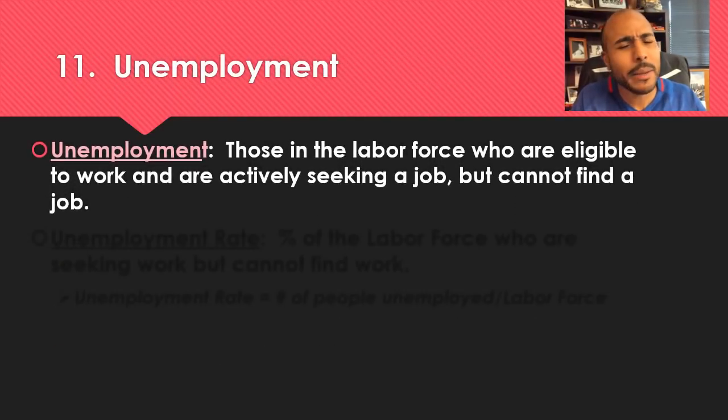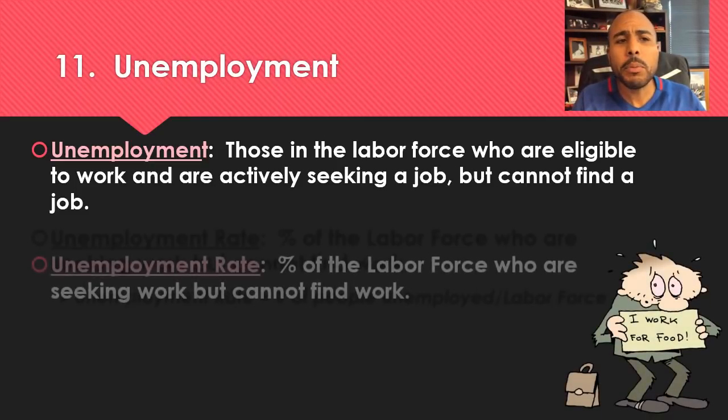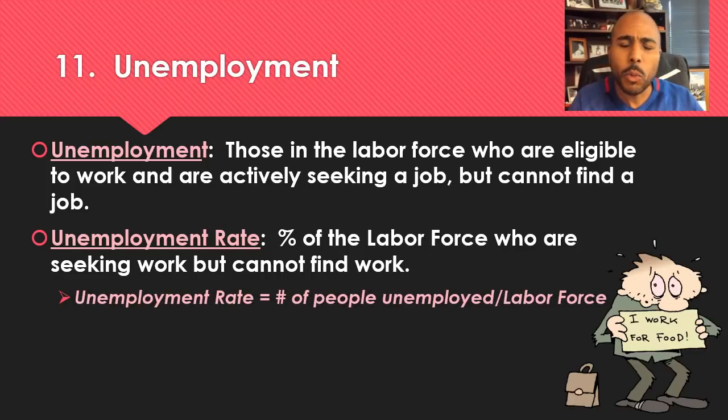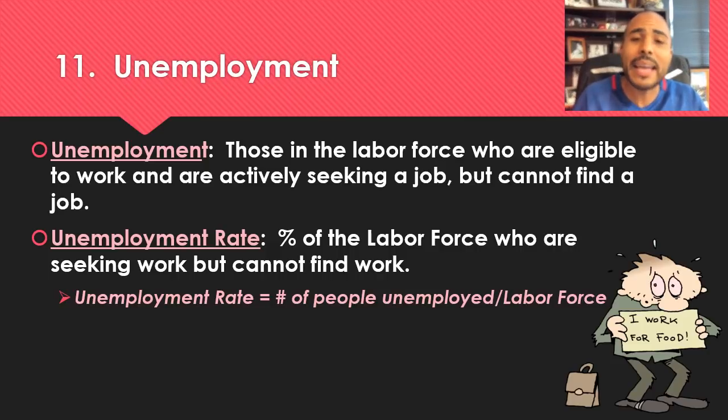Not a fun topic, but it's something we need to talk about. That means the people in the labor force who are eligible to work and are actively seeking a job, but for one reason or another they can't find a job. So the unemployment rate is a measure of the percentage of the labor force who are seeking work but can't find work. The way we calculate the unemployment rate is we take the number of people who are unemployed divided by the labor force times 100, and that gives us our overall unemployment rate.